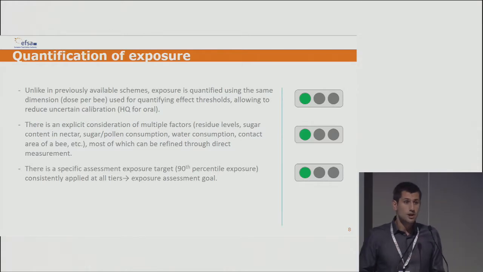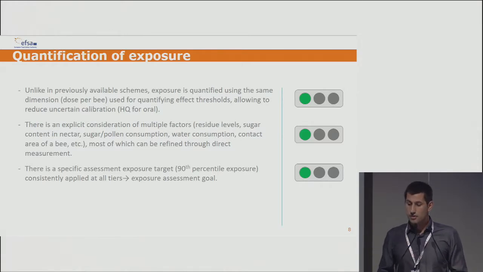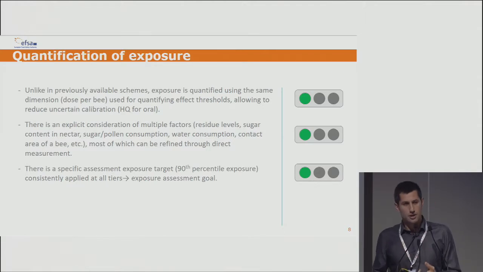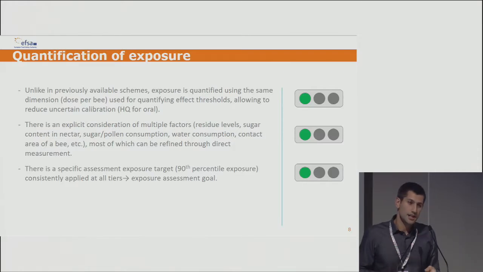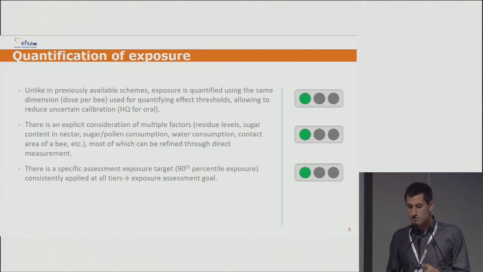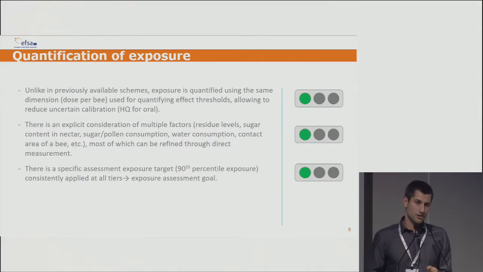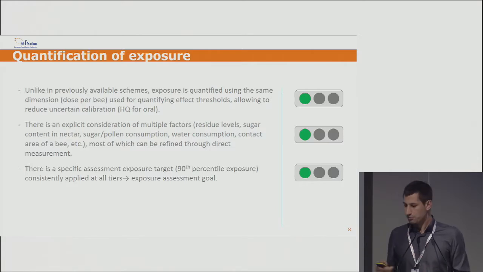Also, what is really good is that we have an explicit consideration of the factors. There are multiple factors influencing exposure: the residue levels, the sugar content of the nectar, the consumption, and so on. Most of these parameters can actually be measured, so the exposure can be refined. And probably the most important thing is that for the first time we have what we call an exposure assessment goal. So we know what level of exposure, for a specific use, we need to achieve when we are assessing a specific effect.